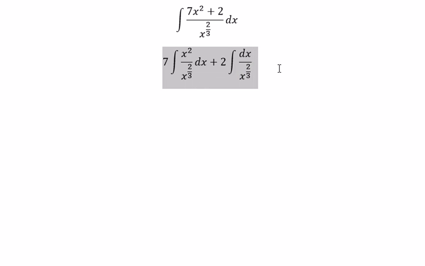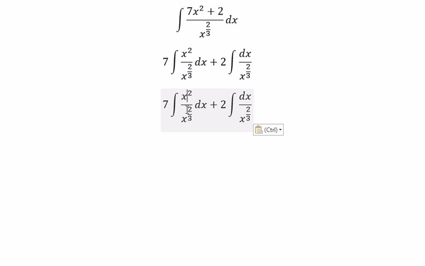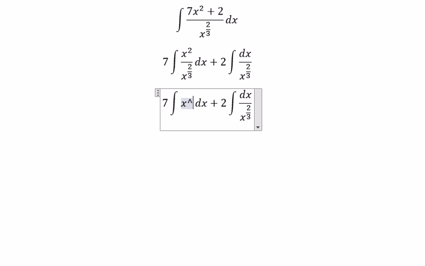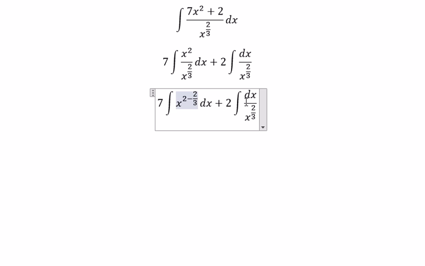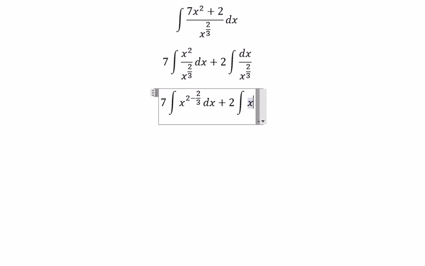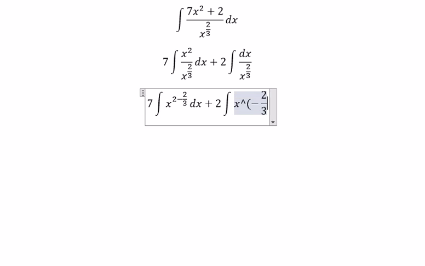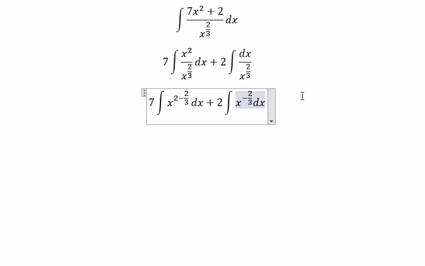Next, for this one, we got x to the power of 2 minus 2 over 3. And this one, we got x to the power of negative 2 over 3 dx. For this one, we use number 2 minus 2 over 3. You got 4 over 3.